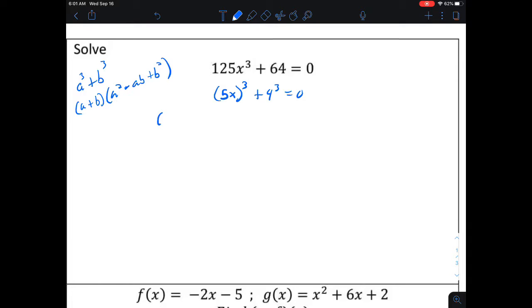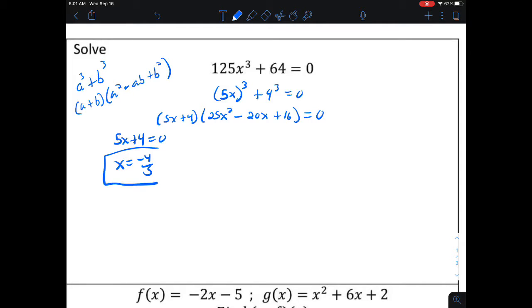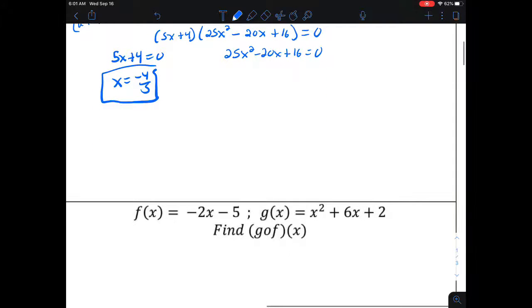So we can factor that side to be 5x plus 4 times 25x squared minus 20x plus 16. And then solve. So we can set each factor equal to 0. We get 5x plus 4 is equal to 0. That's going to give me x is equal to negative 4 over 5. Then we'll take our other factor, set it equal to 0. We need to solve it. Now that's always a not factorable trinomial here.